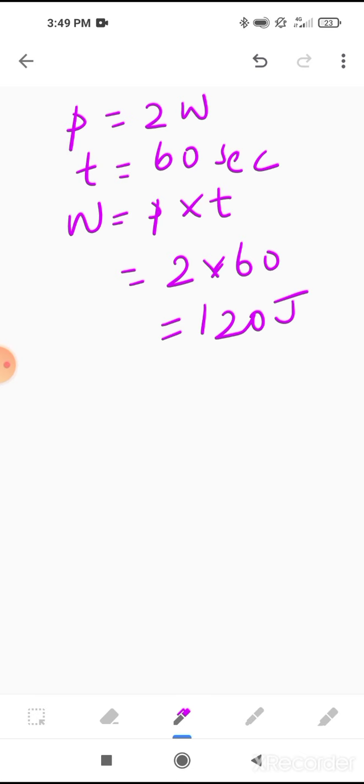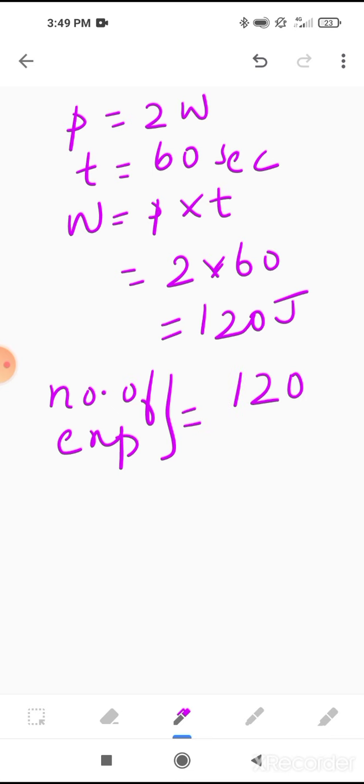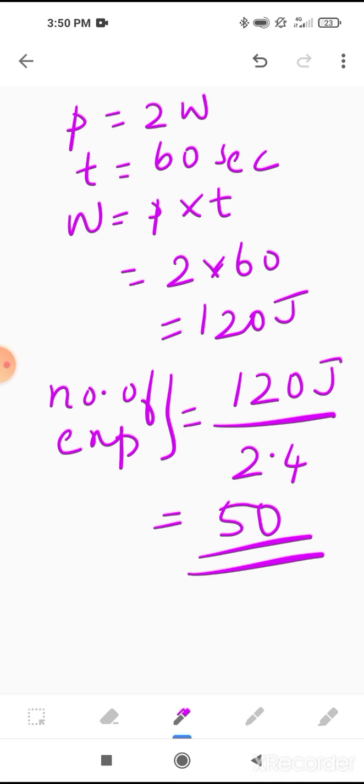Then the work for one expansion, single expansion, is 2.4 joule. So how many expansions it makes, you can find out. 120 joule is the total work done and the work for one expansion is 2.4 joule. When you divide, you will get the answer as 50. So within 1 minute, 50 expansions it can make.